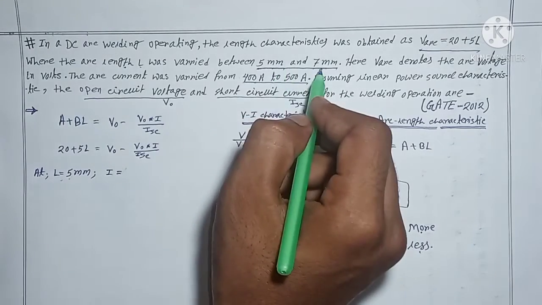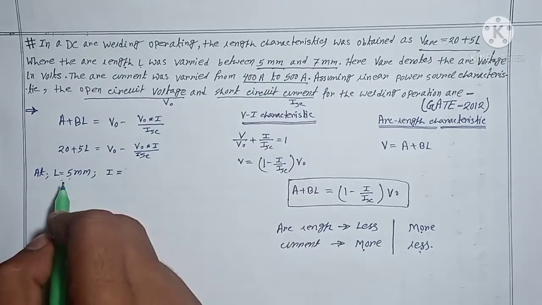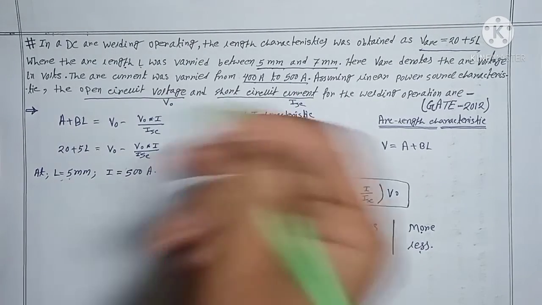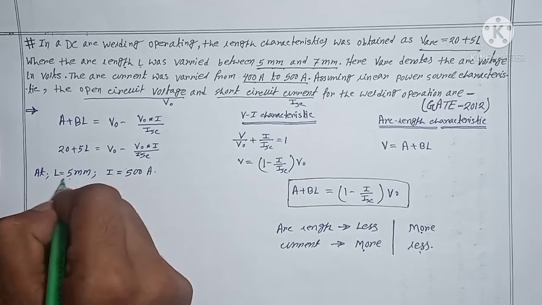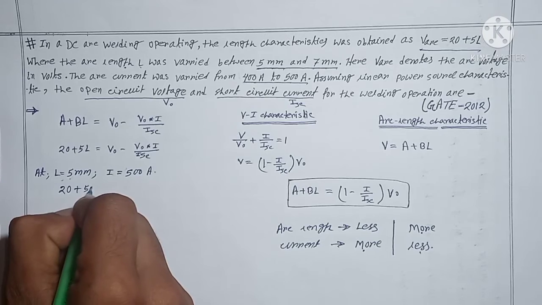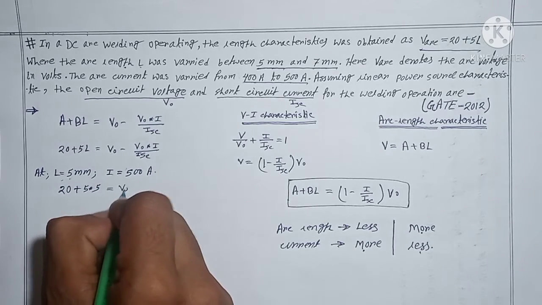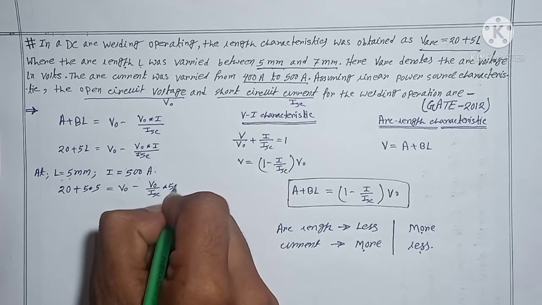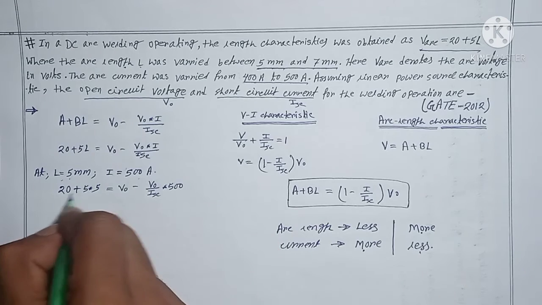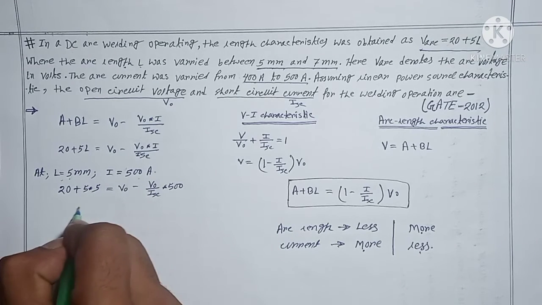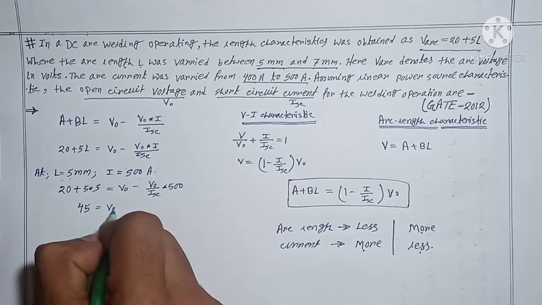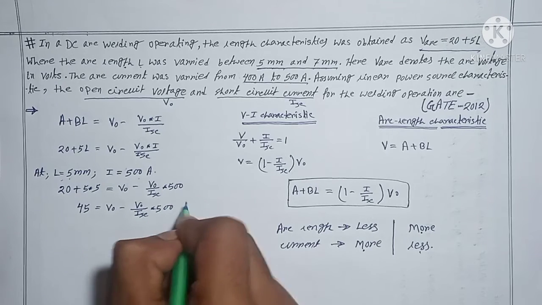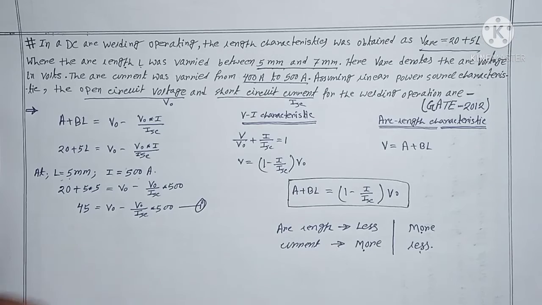Corresponding to less arc length, current will be more; corresponding to more arc length, current will be less. So here 5 mm and 7 mm, 5 mm is less, so corresponding to 5 mm your current will be 500 ampere, I mean more current. So let's put it here. 20 plus 5 into 5 is equal to V naught minus V naught by Isc into 500. 20 plus 5 into 5 is 25, so it will be 45 is equal to V naught minus V naught by Isc into 500. Let's assume this is our equation number 1.